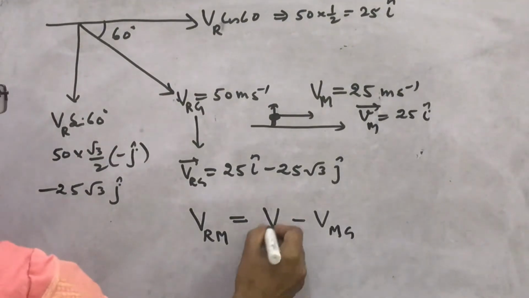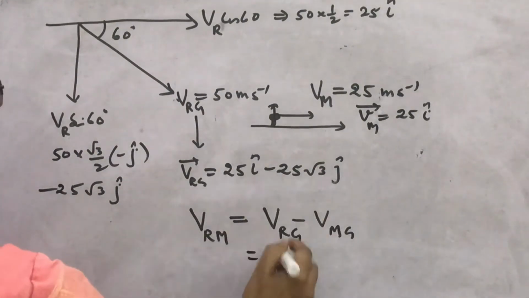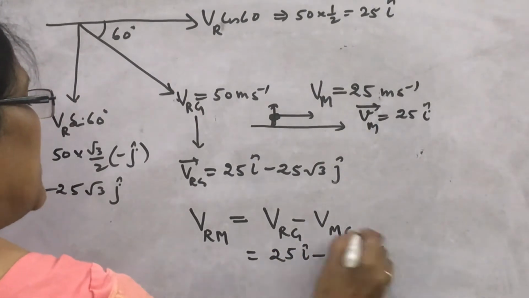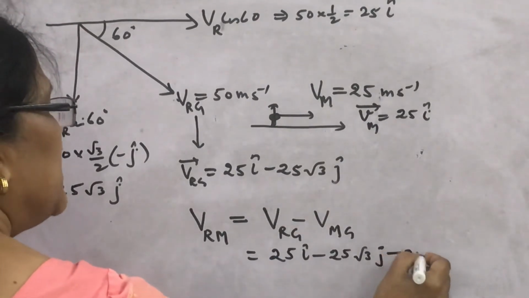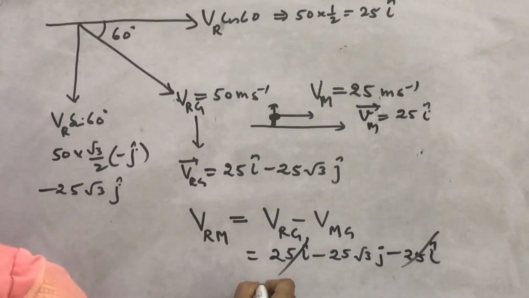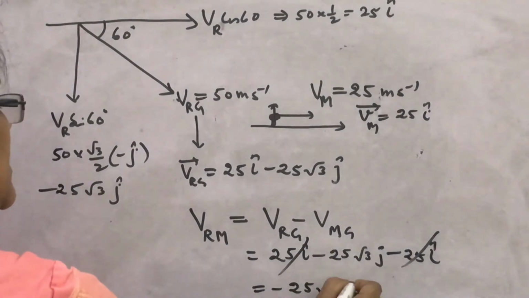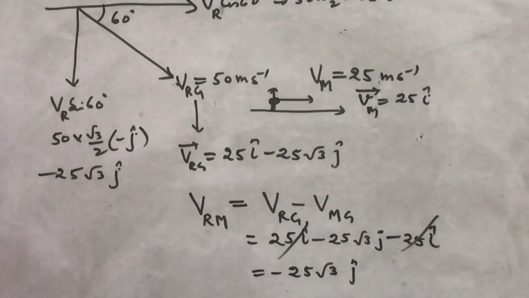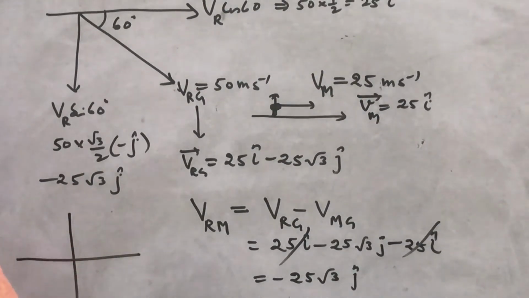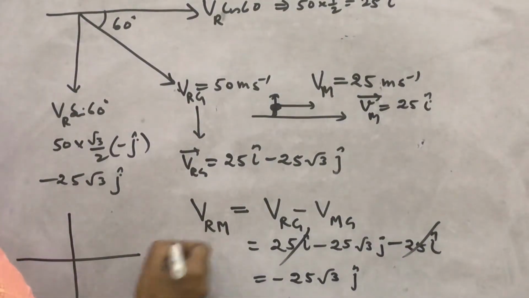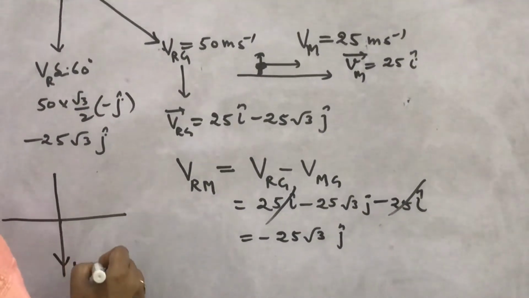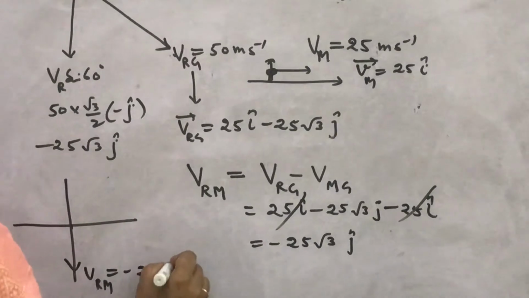So what is here? Look here, VRG, this vector, you have written as 25 i cap minus 25 root 3 j cap, and this is VMG. So you will write here minus 25 i cap, this will be cancelled. Only minus 25 root 3 j cap is obtained here. That means if you draw the velocity vectors, you will find this VRM. This VRM is only in the negative y axis direction, 25 root 3 j cap.